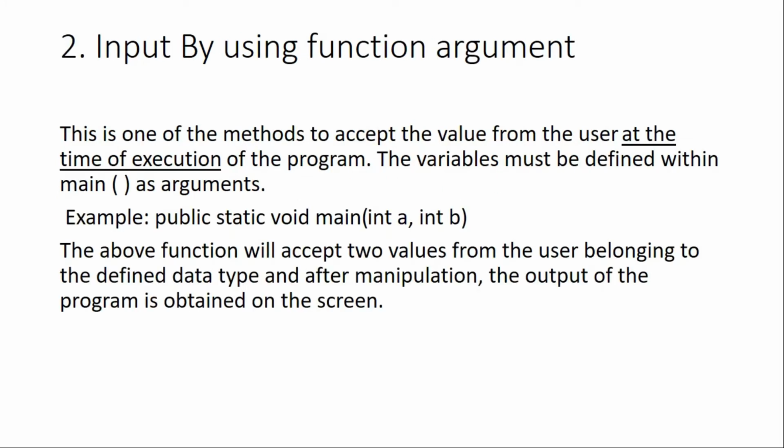The second way of taking input is by using function argument. This is one of the methods to accept the value from the user at the time of execution of the program. The variable must be defined within the main as argument. You can see an example, public static void main. In place of string argument, we have to declare the variables with their desired data types. The above function will accept two values from the user belonging to the defined data type, and after manipulation, the output of the program is obtained on the screen.